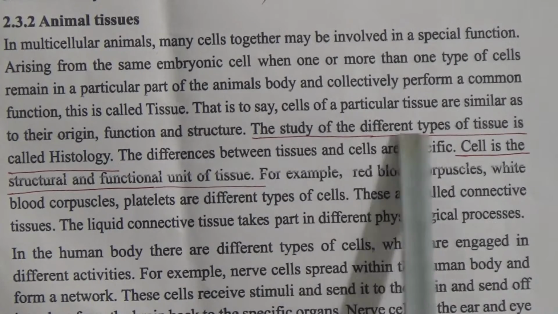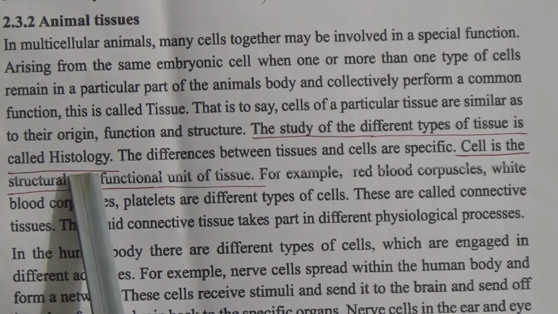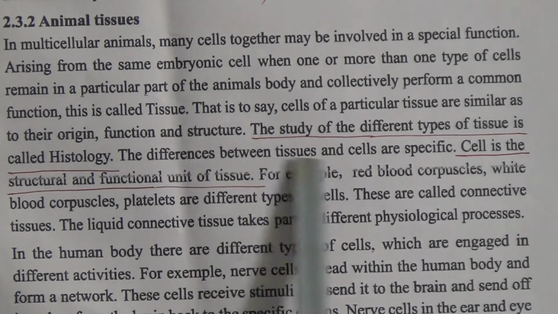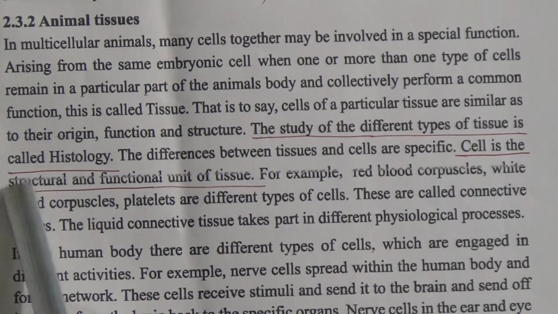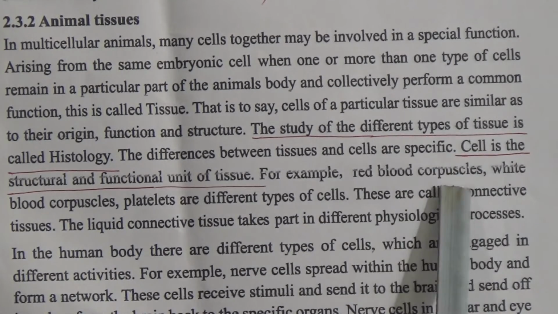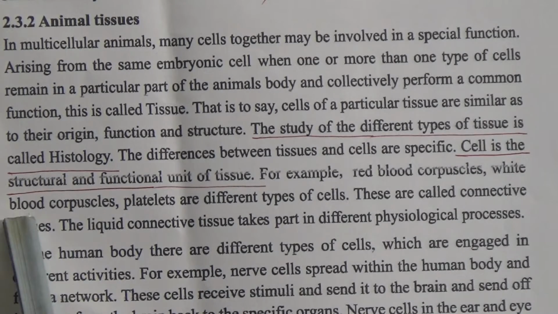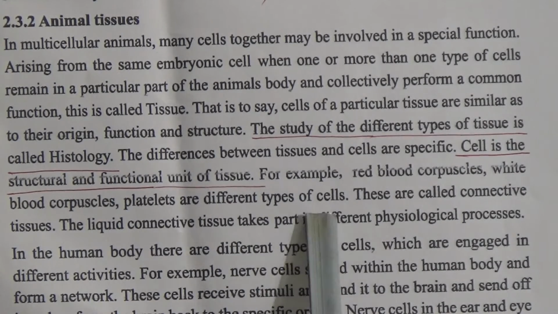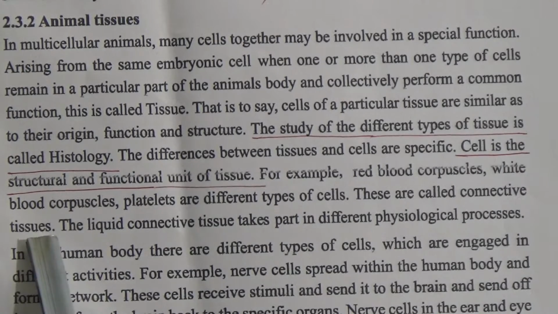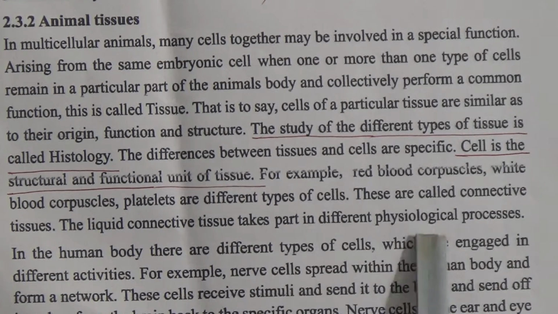The study of the different types of tissue is called histology. What is histology? Histology means the study of different types of tissue. The differences between tissue and cell are specific. Cell is the structural and functional unit of tissue. For example, red blood corpuscles, white blood corpuscles, platelets and different types of cells are called connective tissues. The liquid connective tissue takes part in different physiological processes.